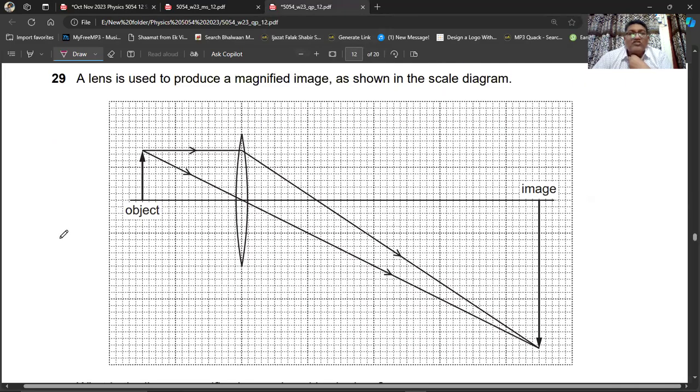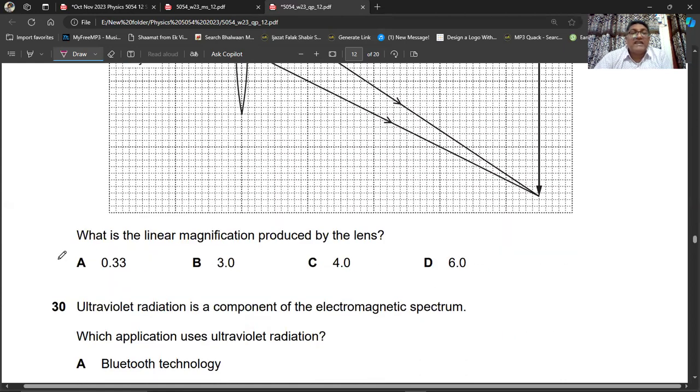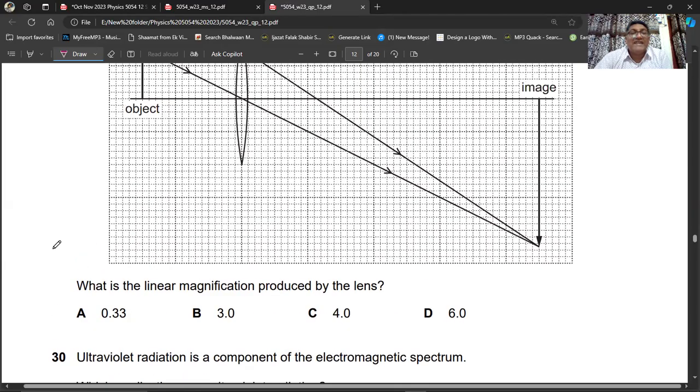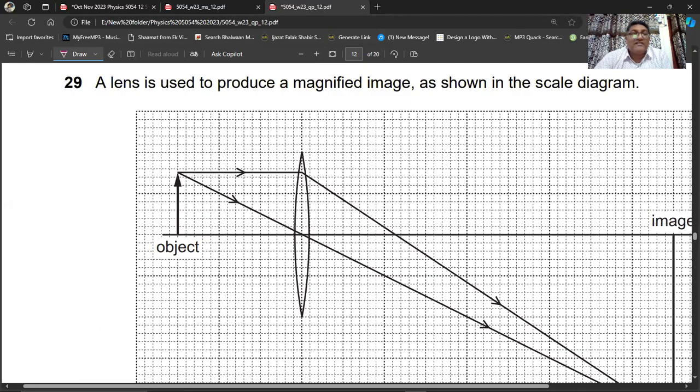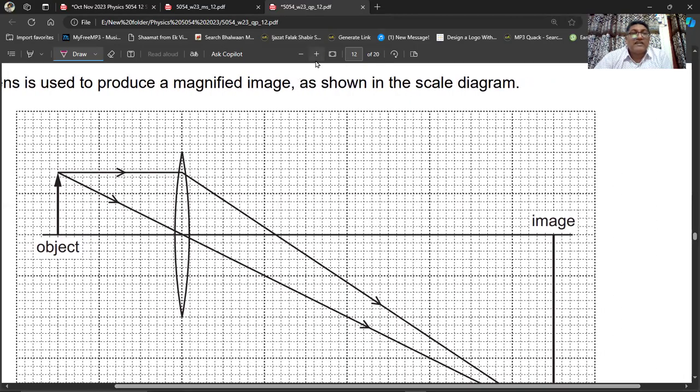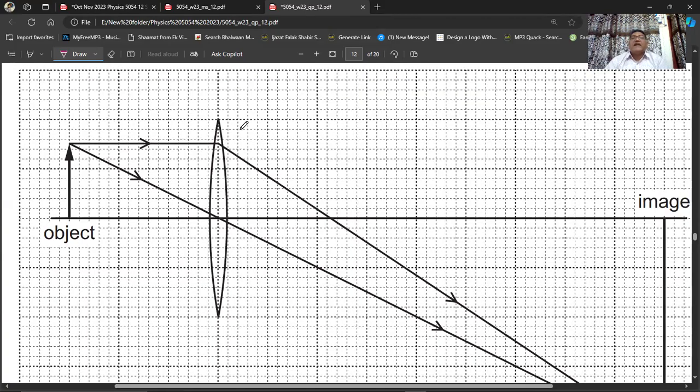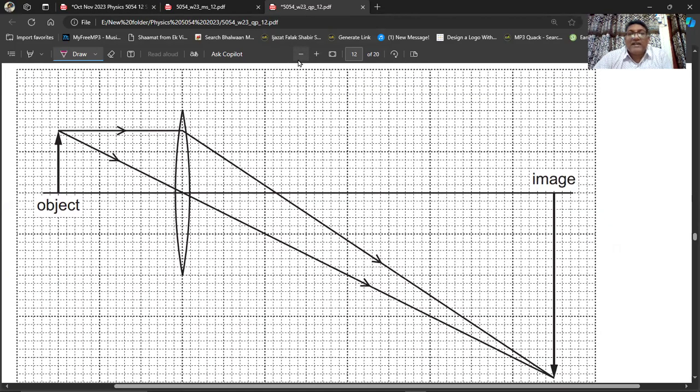Okay, so we have question number 29. He says a lens is used to produce a magnified image as shown in the scale diagram. So here you have the object, here you have a convex lens, here the image is formed, it's a real image, it's a magnified image. Their question is, what is the linear magnification produced by the lens? You know, the formula for the linear magnification is very simple. Let me increase the size so you can understand this. It is the height of the image divided by the height of the object.